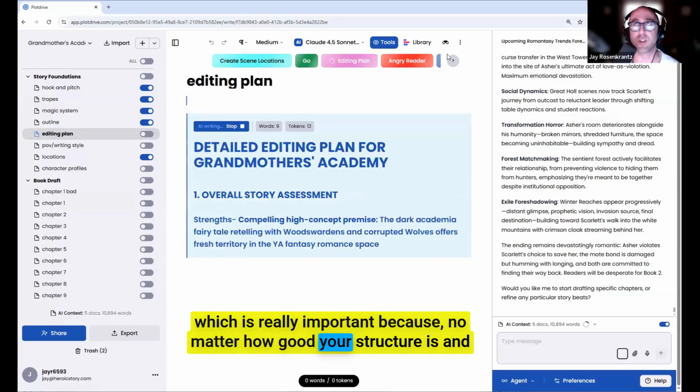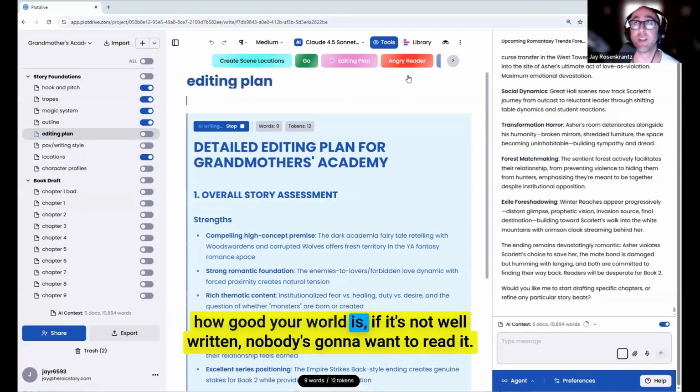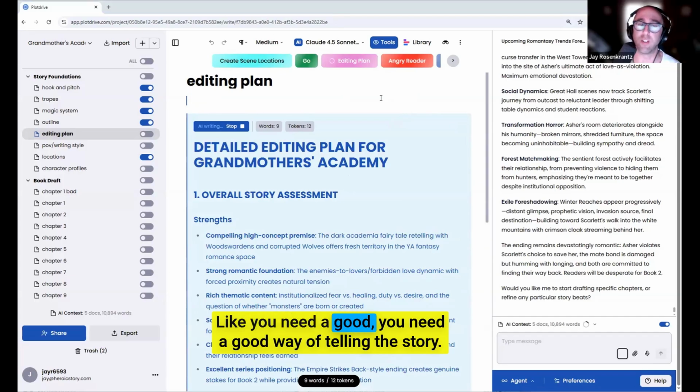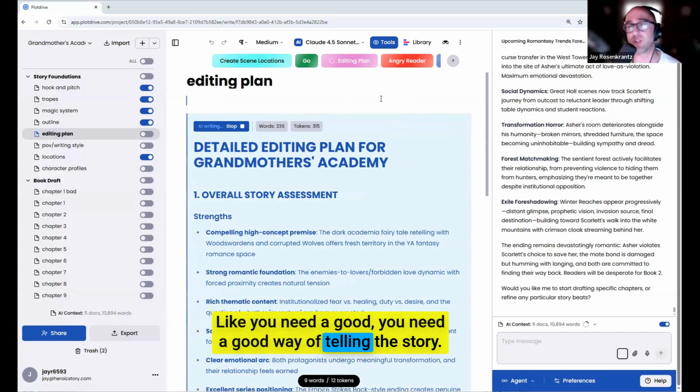Because no matter how good your structure is and how good your world is, if it's not well written, nobody's going to want to read it. Like you need a good way of telling the story.